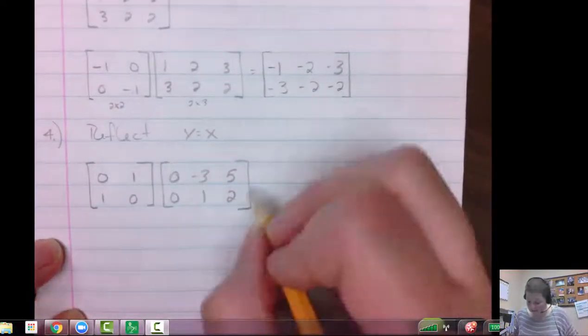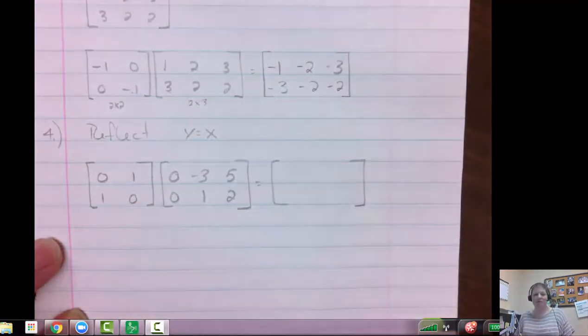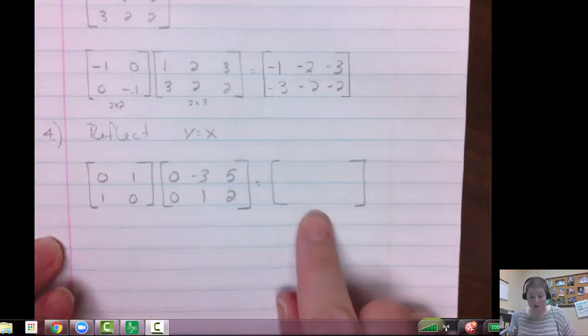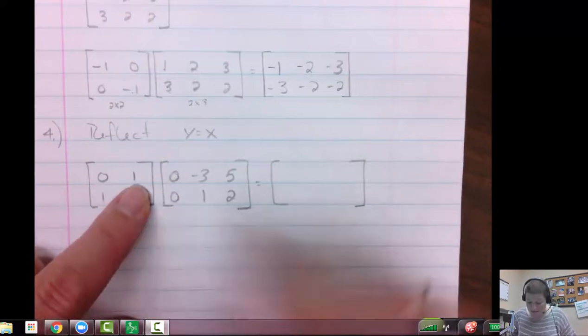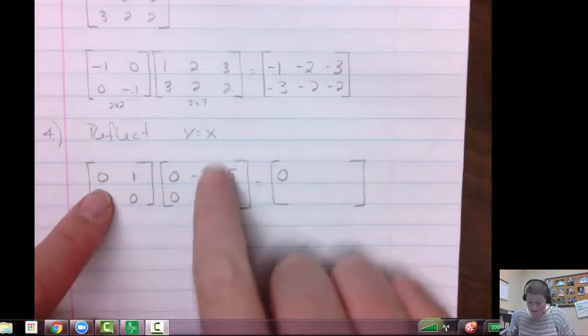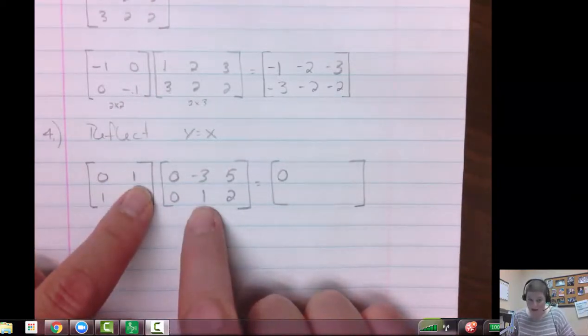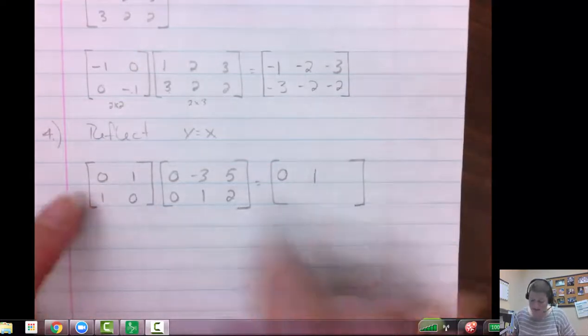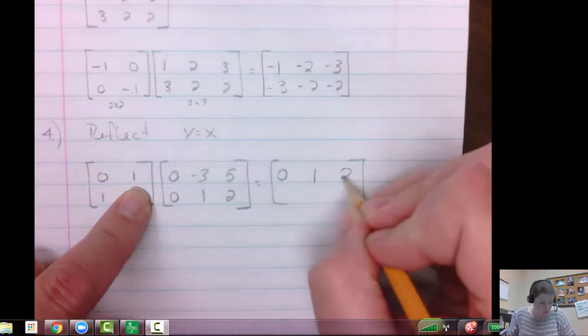And it's the same idea. Our answer is going to be a 2 by 3 again, because we have a 2 by 2 times a 2 by 3. So we look at that top row again: 0 times 0 is 0, 1 times 0 is 0. So we're going to get a 0 out on the first one. Next one times the next one. 0 times anything is 0. 1 times 1 is 1. So we add those and we get 1. 0 times anything is 0. 1 times 2 is 2. So we get a 2.